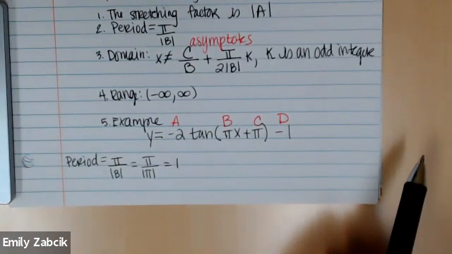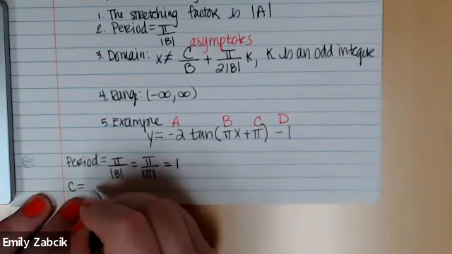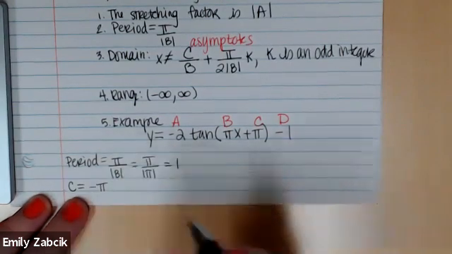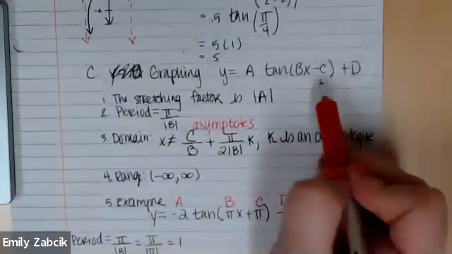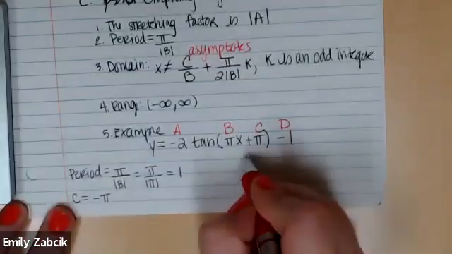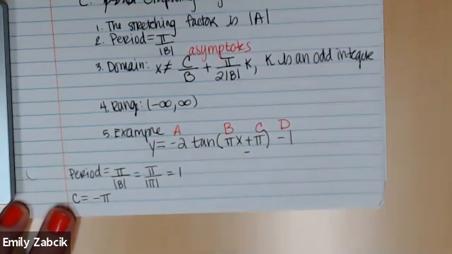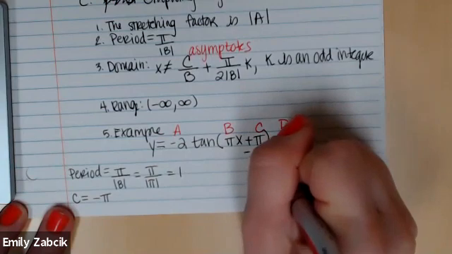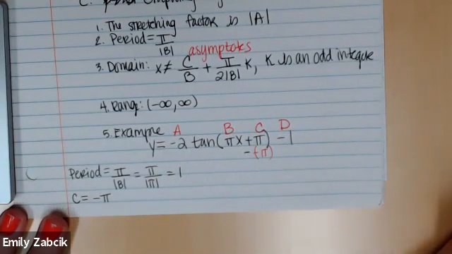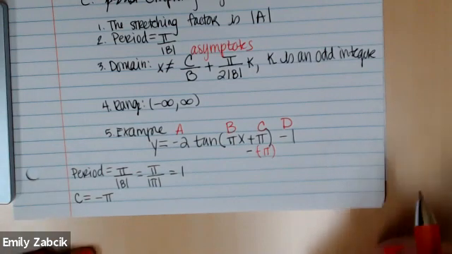So the period is 1, but since C is equal to -pi, you can see that here in our equation we have minus C. So right here you can see that this is going to be minus from the equation, -pi is your C value. You see that? So if C is -pi, then the phase shift is going to shift over.